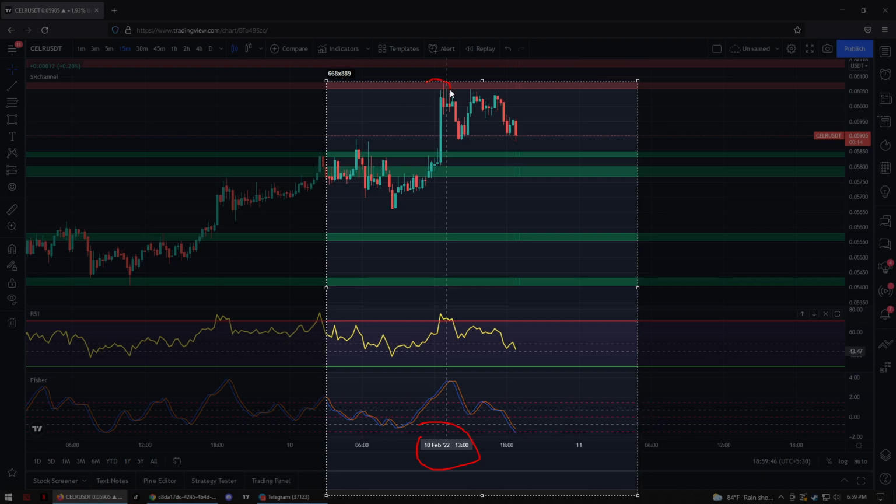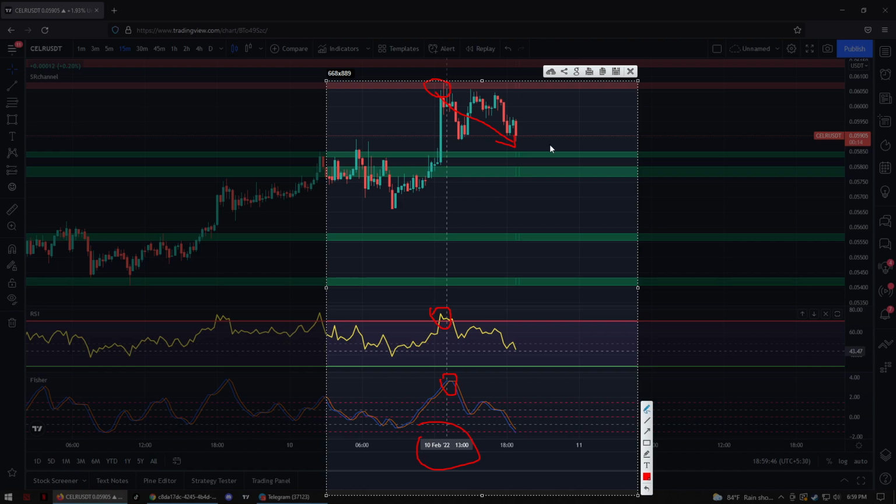So we hit a resistance, and then the RSI was oversold. We also have a cross on the Fisher. I immediately took a short. Bam, and it works. It's that easy. So I would say to use this sort of strategy for scalping, it's better than in trending markets.